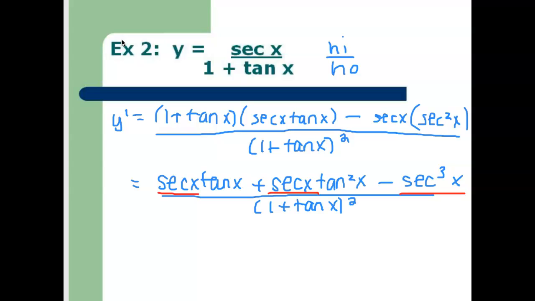What do you notice about each term in the numerator? Yeah, they all have a secant, so we can factor that out.